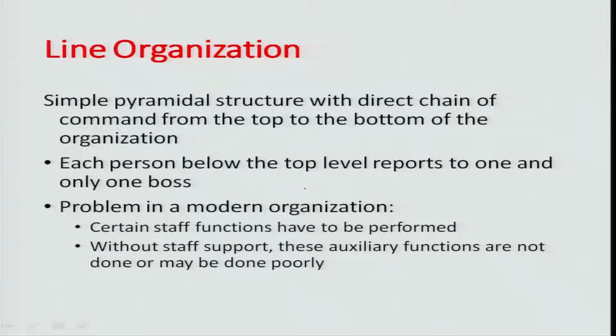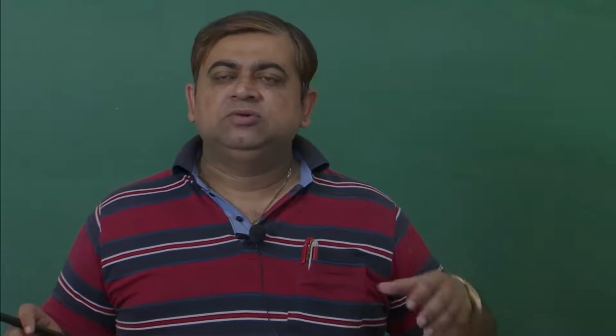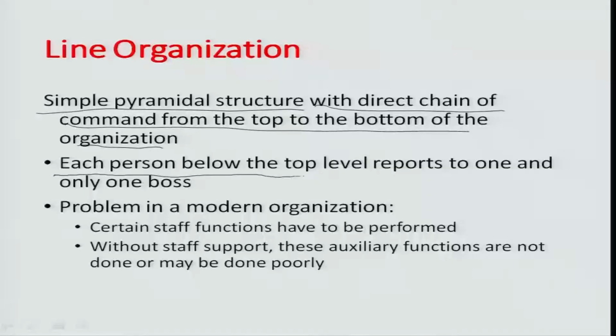So, a line organization is typically a single pyramidal structure with direct chain of command from top to bottom of the organization. Therefore, there can be probably a president, several vice presidents, several managers reporting to the vice presidents, and so there is a certain command line which is being established from the top level all the way to the bottom level, and each person below the top level reports to one and only one boss. Therefore, the person who is at the far end of the pyramid, let us say the bottom of the pyramid, will only be reporting to his foreman. Obviously he is accountable to the organization for running the show, but he will not be answerable to anybody above his foreman, because his foreman is answerable to his next level and so on and so forth.